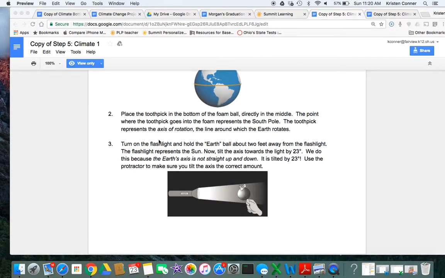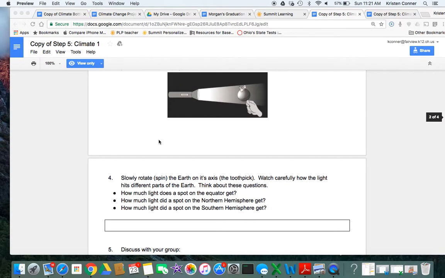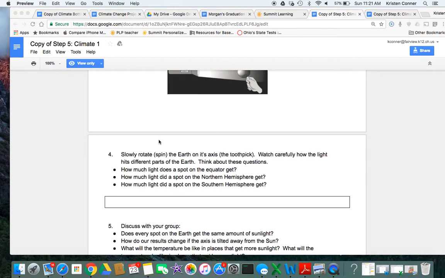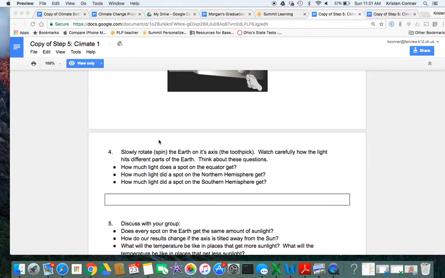Once you have done this, it says to slowly rotate the earth on its axis, the toothpick, and watch carefully how the light hits different parts of the earth. Then think about these questions. How much light does a spot on the equator get? How much light did a spot on the northern hemisphere get? How much light did a spot on the southern hemisphere get? You will answer these questions with your group.